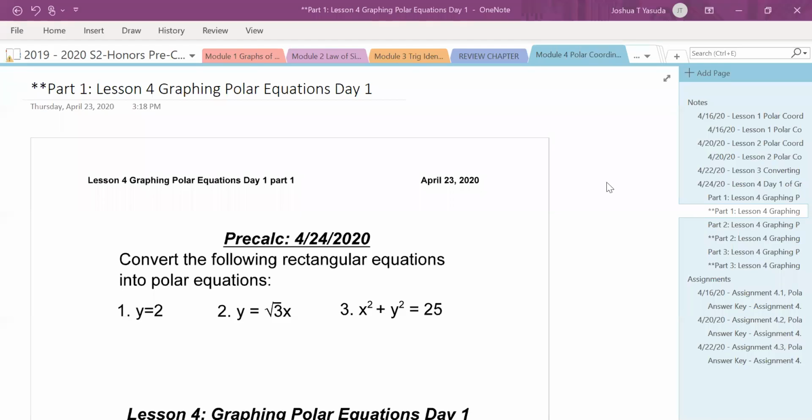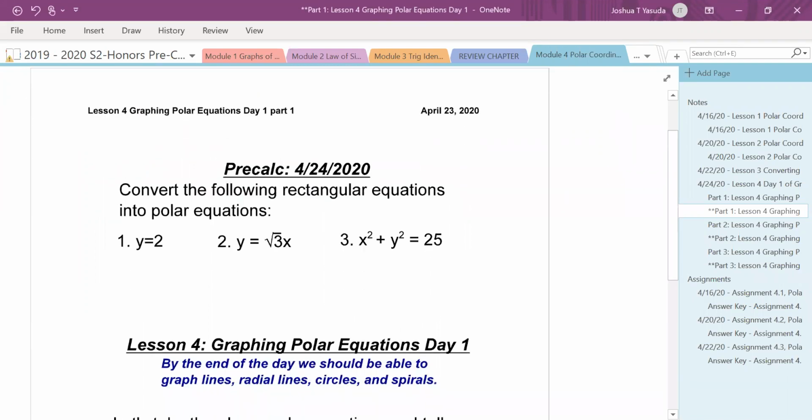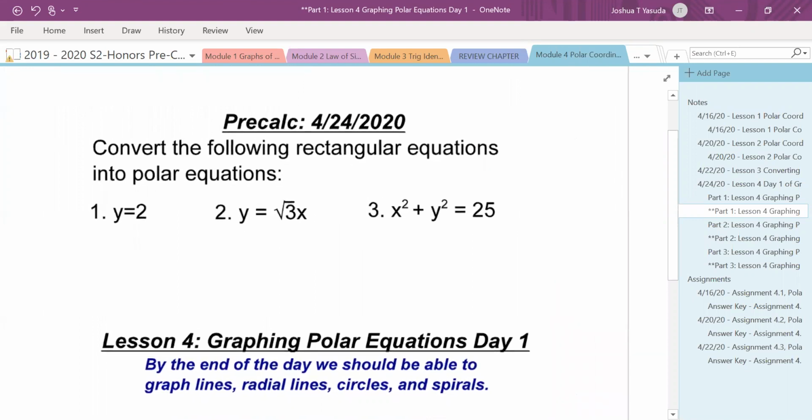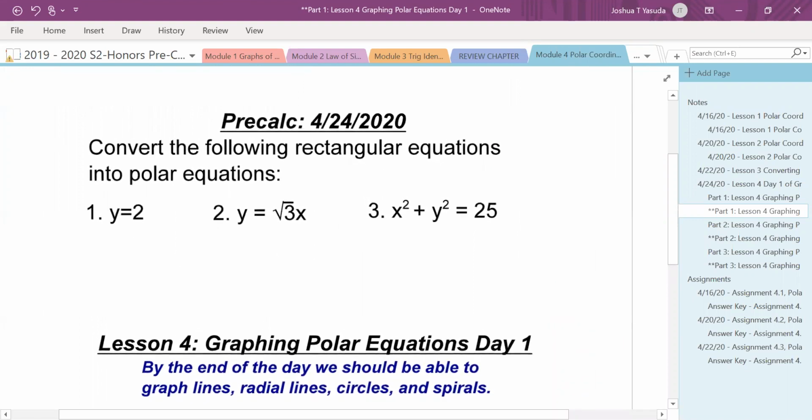All right, welcome to part one of lesson four. I'm breaking up this lesson into different sections. So we're going to be graphing polar equations today. And since we're graphing polar equations, there are going to be different types of shapes that we're going to go through. So rather than just doing one long video, I've decided to do a video on each shape. And so this is going to be our first one for today.